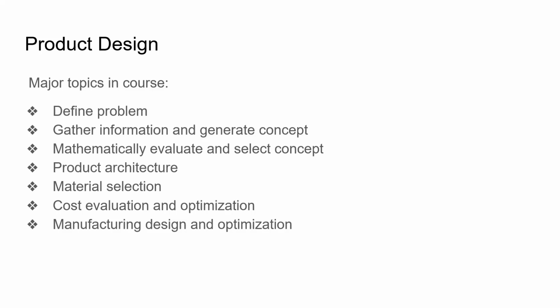Suppose I'm looking to solve a problem regarding a nail cutter that I have. I want my nail cutter to be neater, such that it collects nails. So I'm defining the problem that the nail cutter is not collecting nails, and then I'm gathering information in the sense that I'm asking people whether this is something that they actually want, and then you're generating the concept.